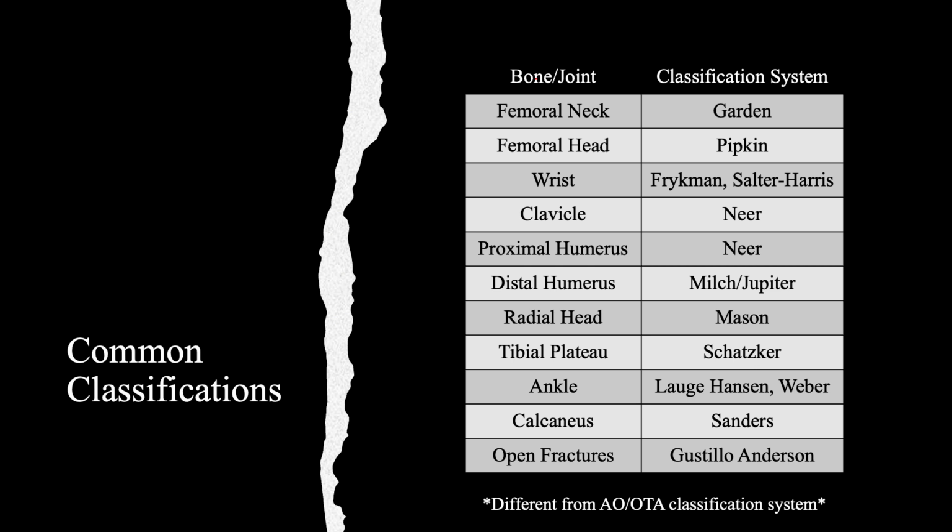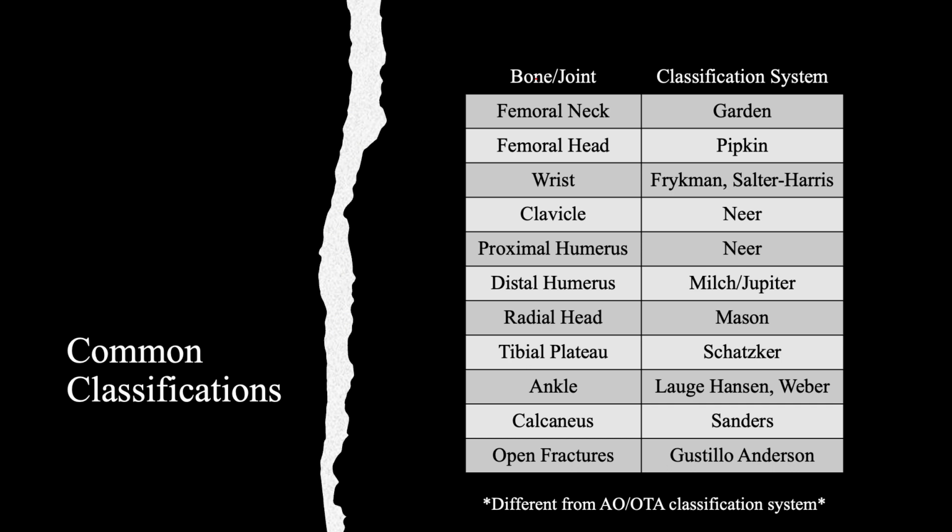So femoral neck, Garden; the Pipkin; Freiberg; the Salter-Harris, that's a big one for pediatrics. Clavicle and proximal humerus both use the Neer. Distal humerus uses the Jupiter. The radial head uses the Mason. Tibial plateau uses the Schatzker. The ankle, there's Weber and there's Lauge-Hansen.